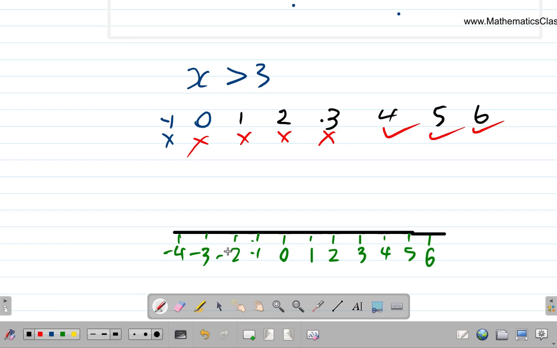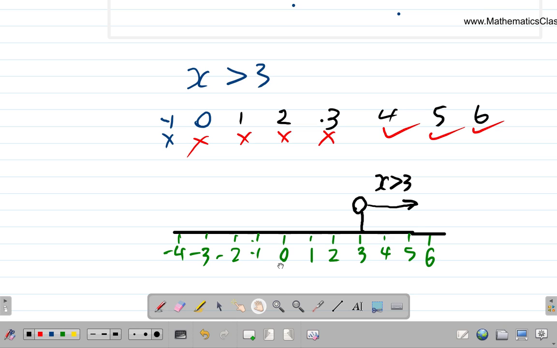Here now, to show this on the line, x is greater than 3, we're going to draw a line above 3 and use an open circle, and put an open circle on top of the line. The open circle means that 3 is not one of the numbers. So this is showing that x is greater than 3. You see that? Alright.